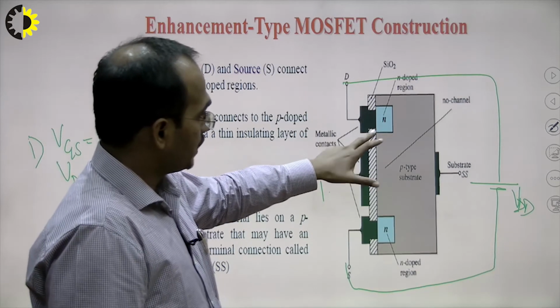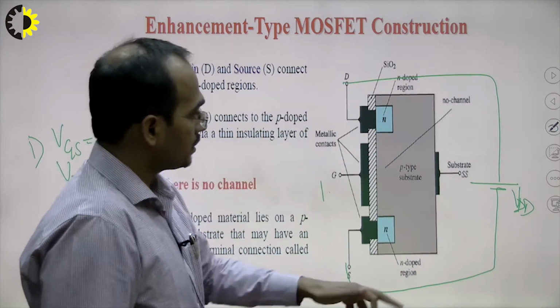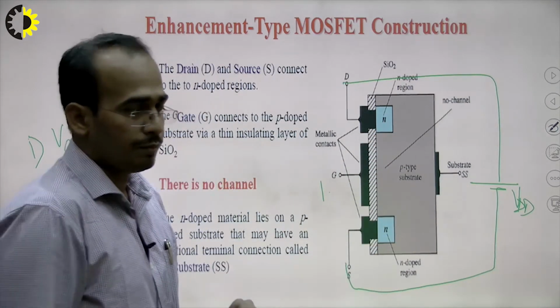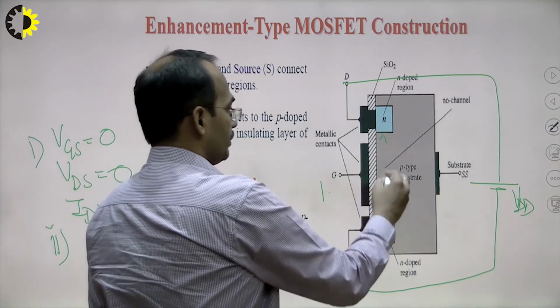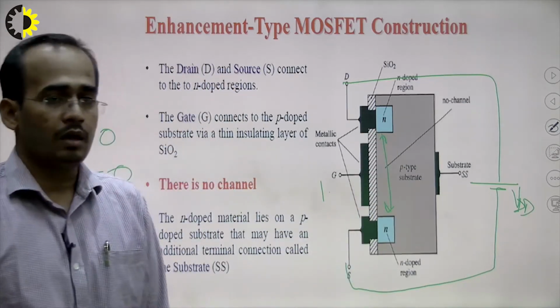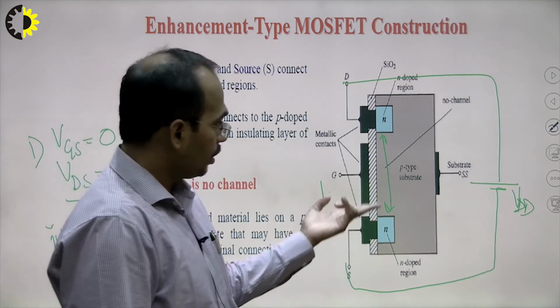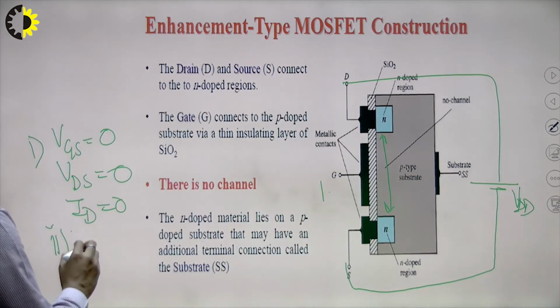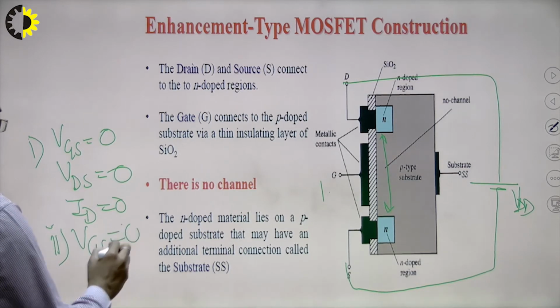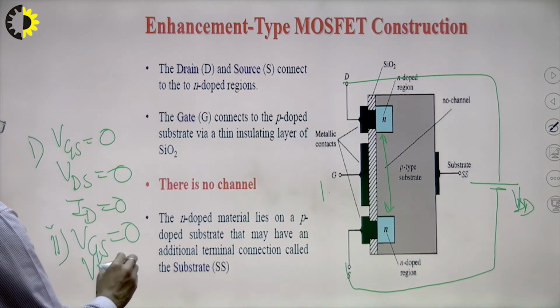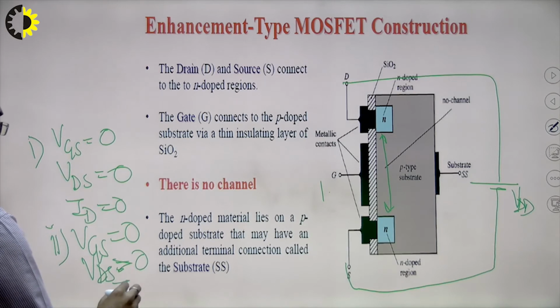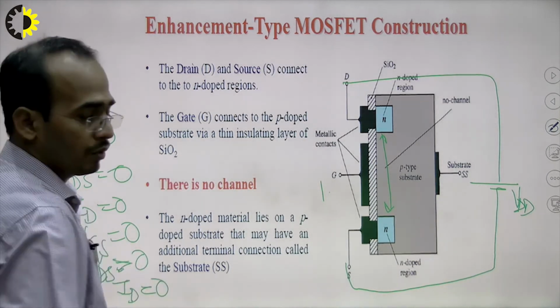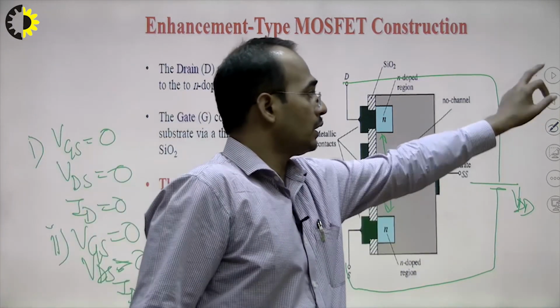What will happen? This positive terminal will attract the electrons, and this negative terminal will repel the electrons, but again there is no path between these two wells, or source and drain terminals. So no current will flow from source to drain. Again, for the second condition, VGS equal to 0 and VDS greater than 0, the drain current will still be 0. Now, come to the third condition.